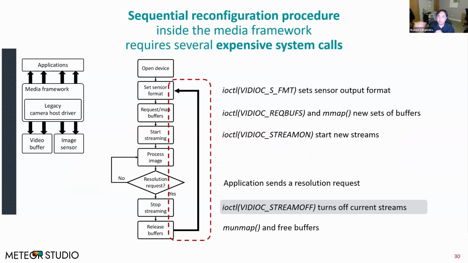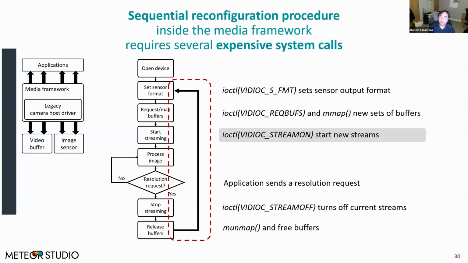And when the application gives you that resolution request, what the media framework does is turn off the current streams, unmap those memory buffers, set a new sensor output format, then map a new set of buffers. And then you start the new streams. I'll let you stare at this for a second, because you're all in iMobile. Some of you may have played around with different operations before. What do you think is the most expensive part here?